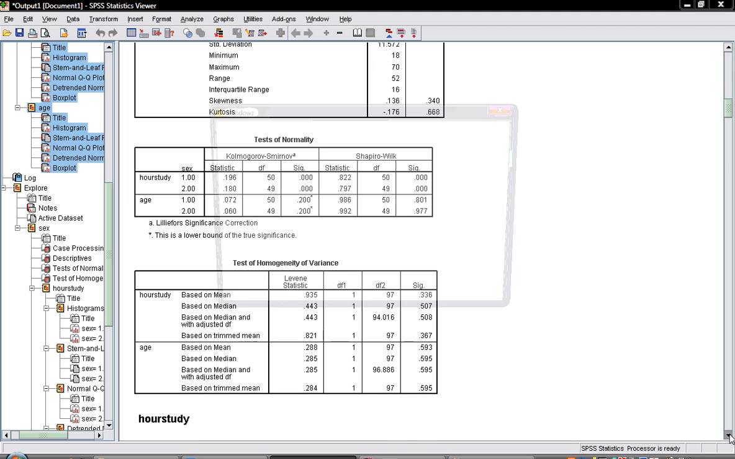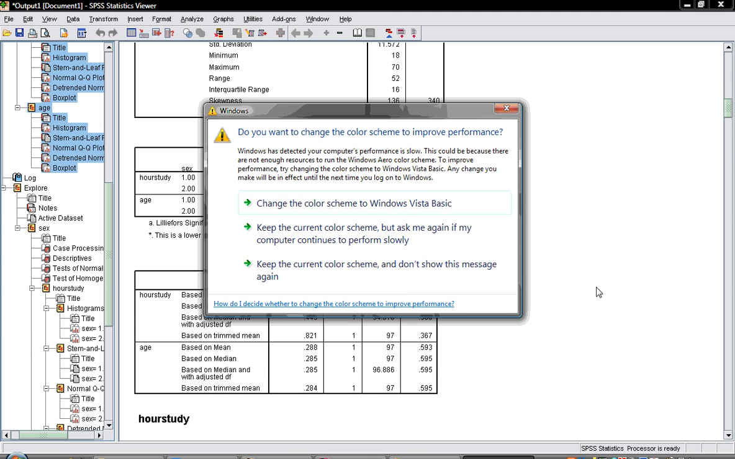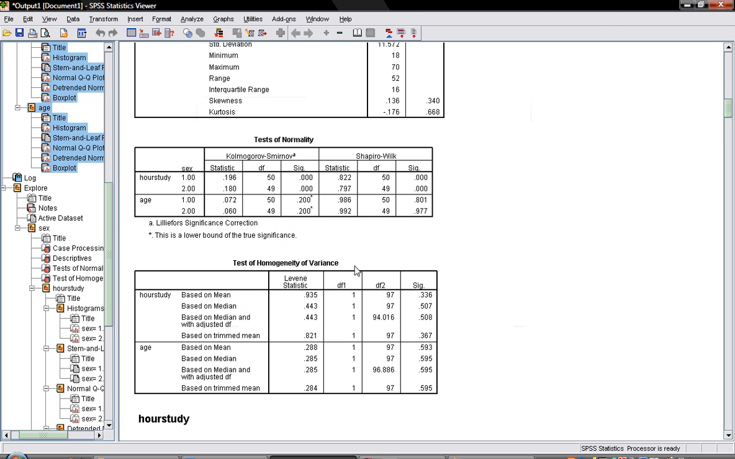Now, since we have two different groups, we have some test of homogeneity of the variance. And again, we are looking for a figure more than 0.05 for normality, which is the case here. So the variability between the groups in the hours of study between male and female is normal, and the age variability between male and female is normal also.